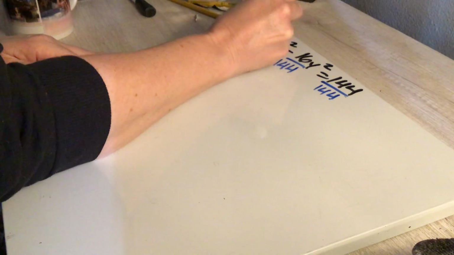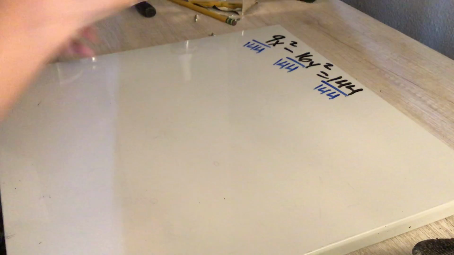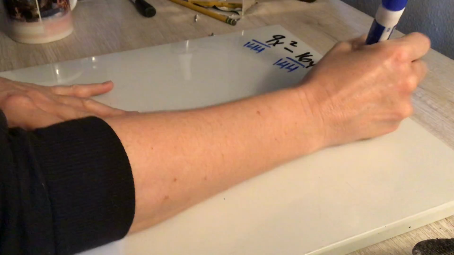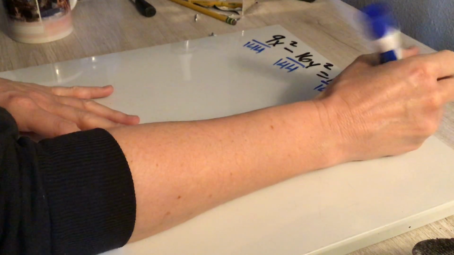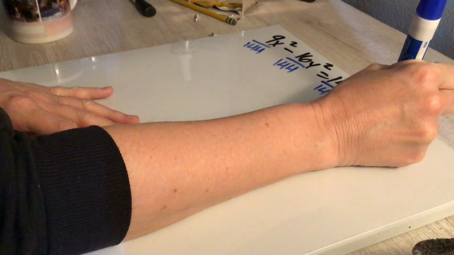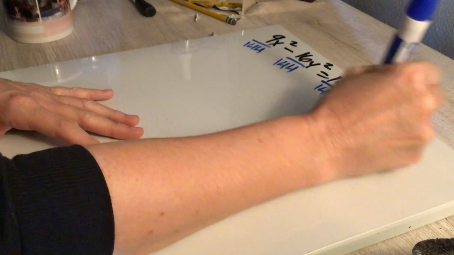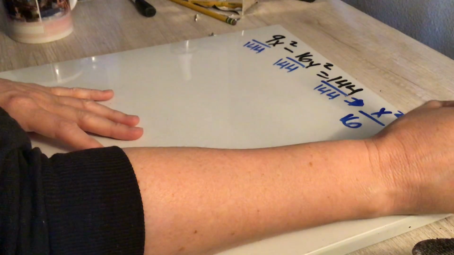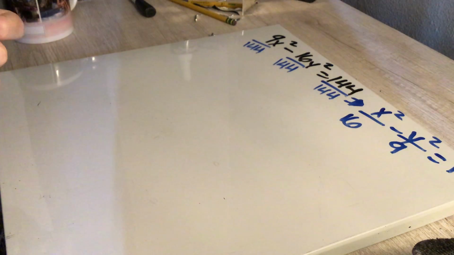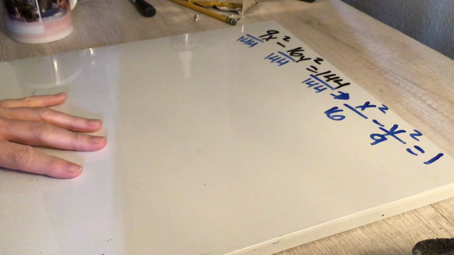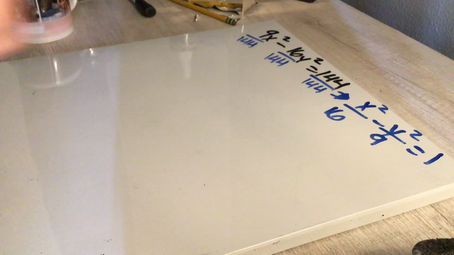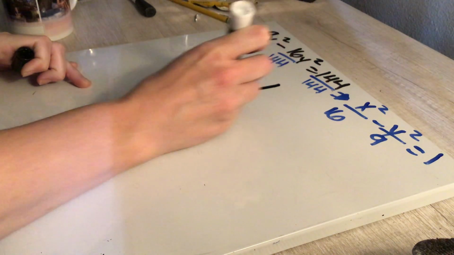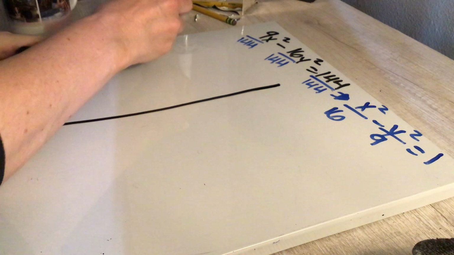144, and 144. Okay? So then in standard form, our graph is x squared over 16 minus y squared over 9 equals 1. Okay, so that's what we're going to graph. All right. So here is our coordinate plane.